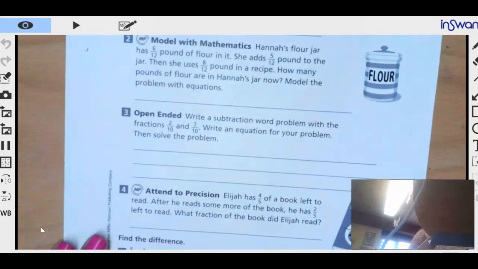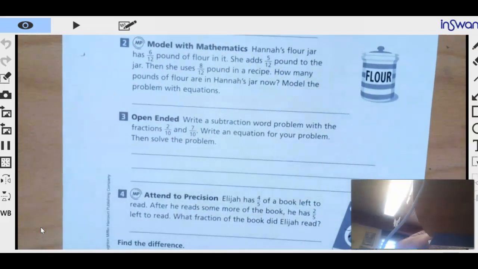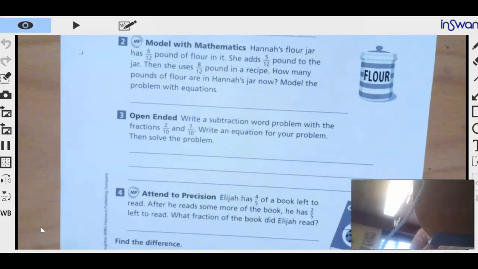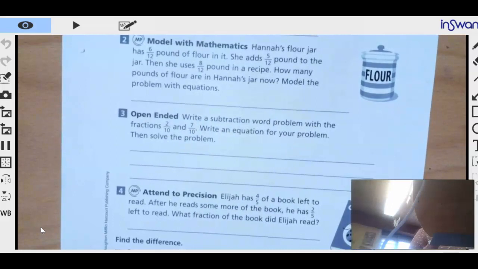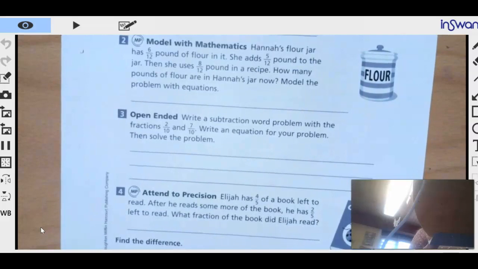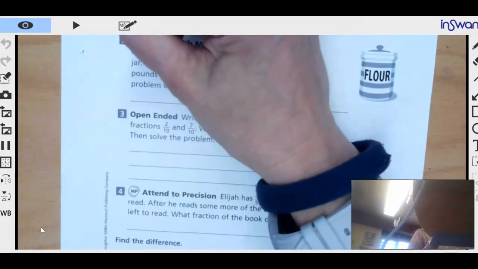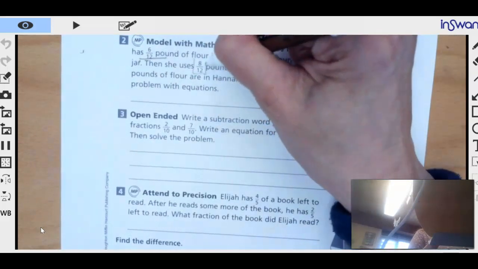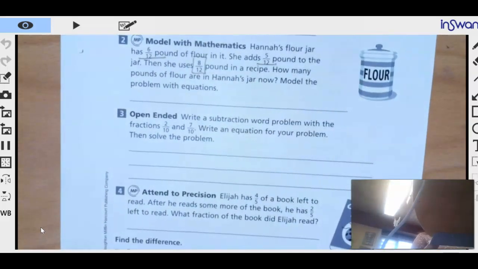All right, let's look at number 2. Hannah's flour jar has 6/12 of a pound of flour in it. She adds 5/12 of a pound to the jar. Then she uses 8/12 of a pound in a recipe. How many pounds of flour are in Hannah's jar now? Model the problem with equations. So what would our first step be? We know we're going to do something with the 6/12, the 5/12, and then ultimately with this, right? What are we going to do first?